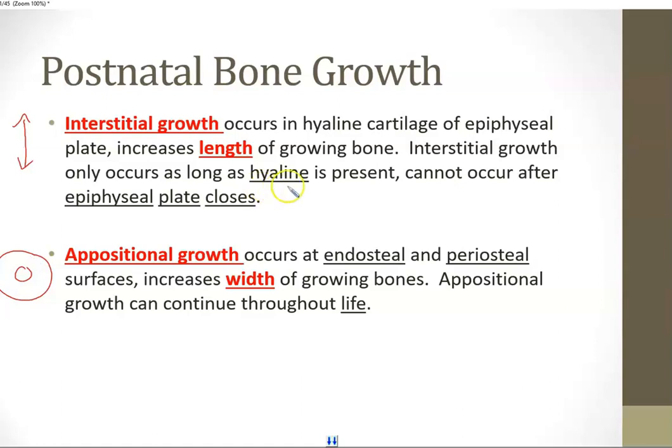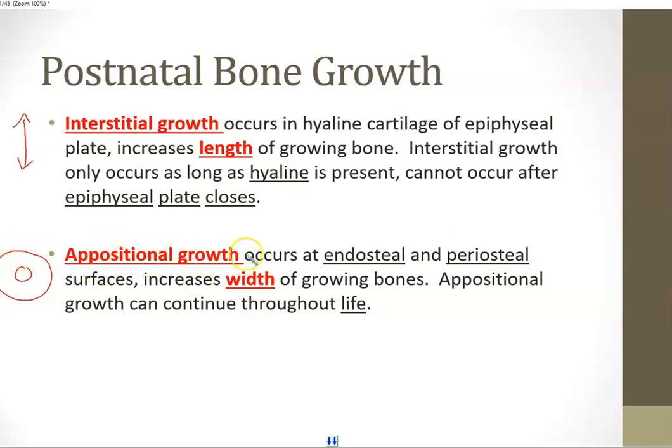Interstitial growth is going to go on as long as you've got hyaline cartilage still present in that plate area. Once that hyaline cartilage has all become bone, interstitial growth stops. For me, as my doctor told me, it was 13. For you guys, girls usually around 14, 15, sometimes 16. Guys can go up to 21, sometimes when they hit their main growth spurt. So it just really depends.